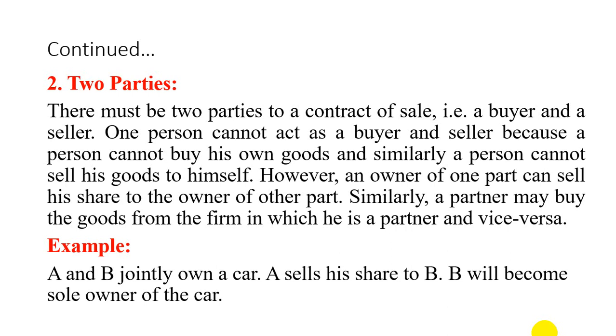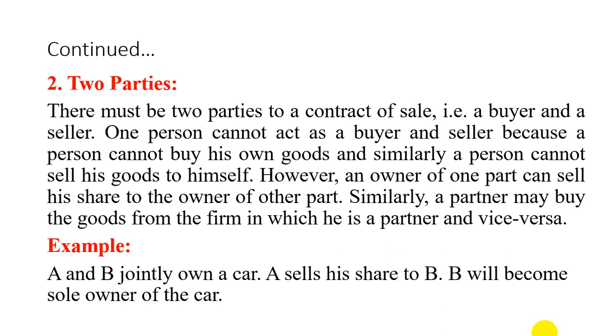However, an owner of one part can sell his shares to the owner of the other part. For example, two brothers are sharing a property and they have shares. So one brother is going to sell his part to his other brother. Then it's possible. Similarly, a partner may buy the goods from the firm in which he is a partner and vice versa. It is necessary that another party is present, so that one becomes the buyer and the other becomes the seller.